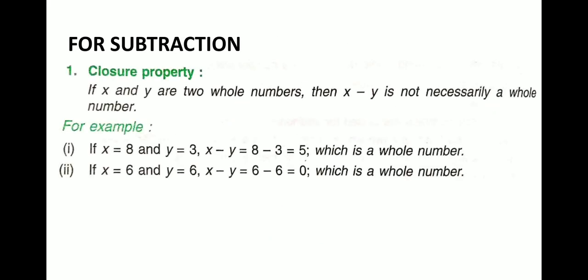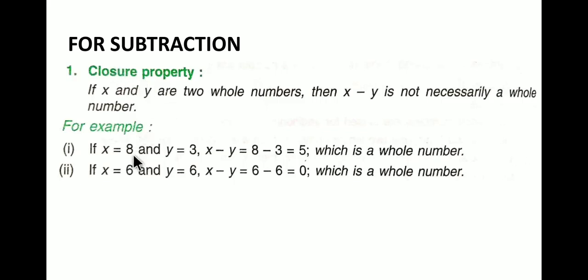So for subtraction, firstly we have the closure property. As we have learned yesterday, when two numbers are added and the result obtained also is a whole number, then we say the closure property is followed. So here let's see what happens in the case of subtraction. If two whole numbers are subtracted and the answer obtained is a whole number, then we say the closure property is fulfilled.